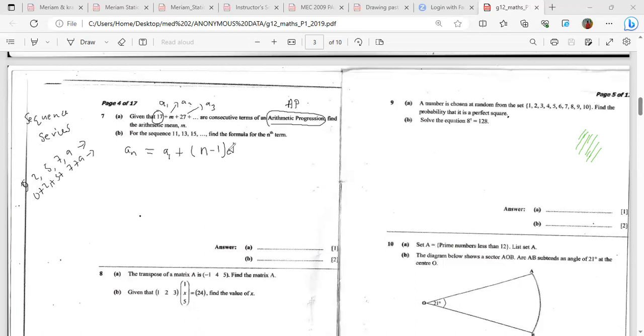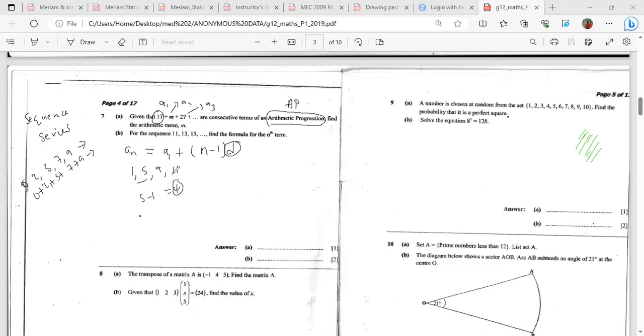To find the common difference, what we do is, say we have 1, 5, 9, 13, like that. For you to find the D, the common difference, you just say this minus that. So you say 5 minus 1. This one will give you 4.